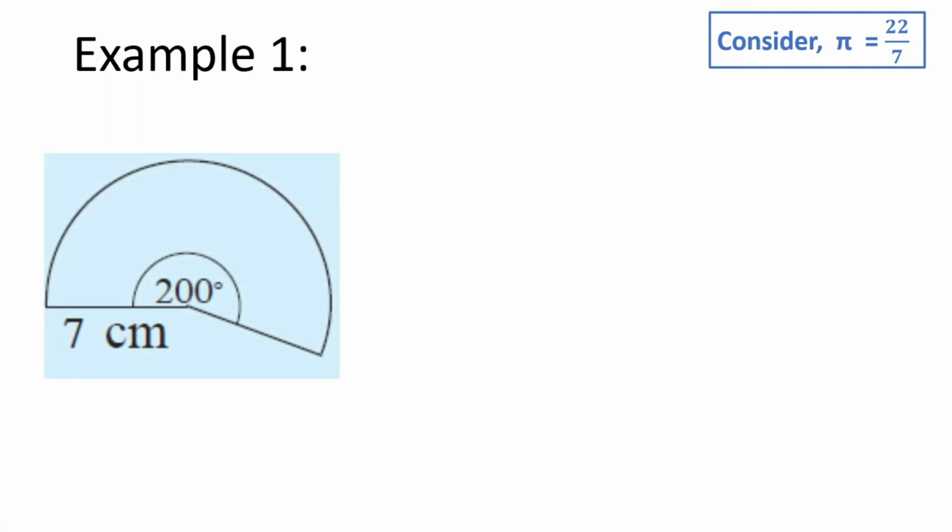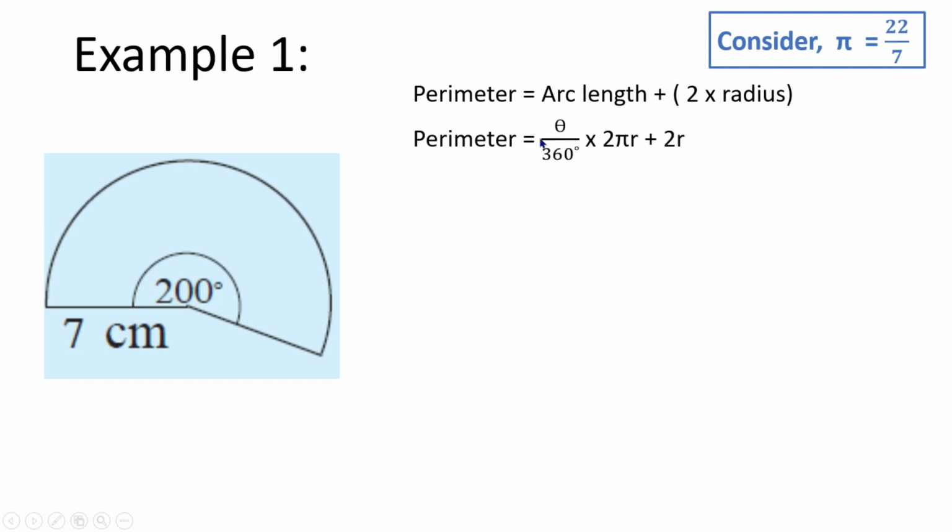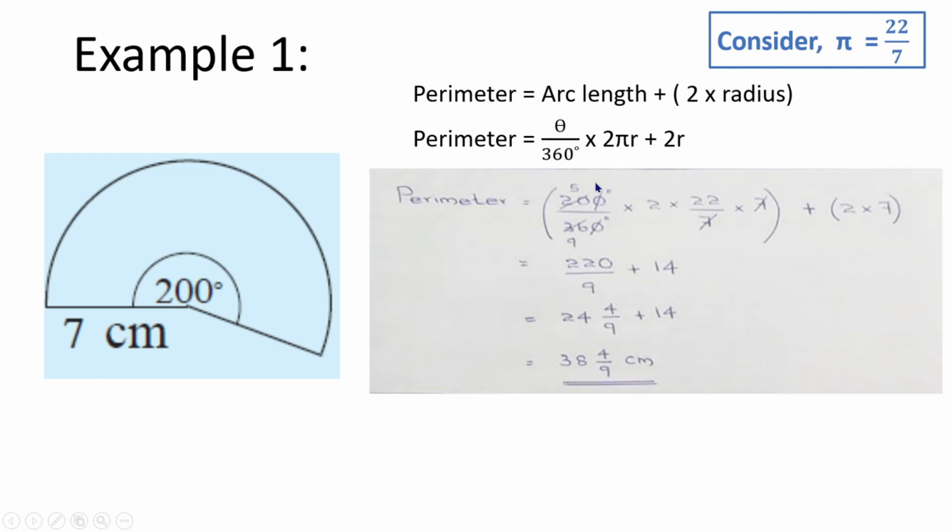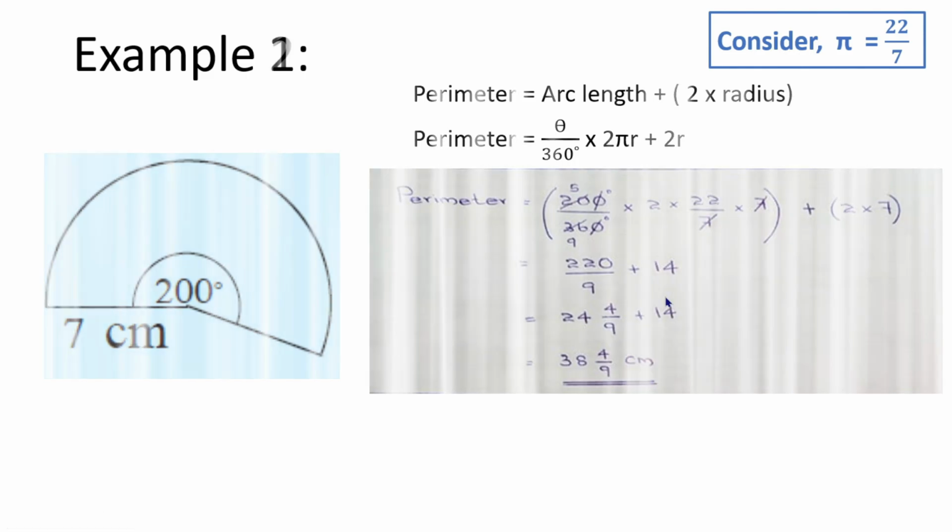Let us look at this example. This is a sector of a circle having a radius of 7 centimeters and an angle at the center of 200 degrees. So here you have to find the perimeter. Perimeter is the arc length plus 2 into radius. Perimeter equals theta over 360 degrees into 2 pi r plus 2r. You know theta is 200 degrees and r is 7 centimeters. So you can calculate the perimeter of this sector.